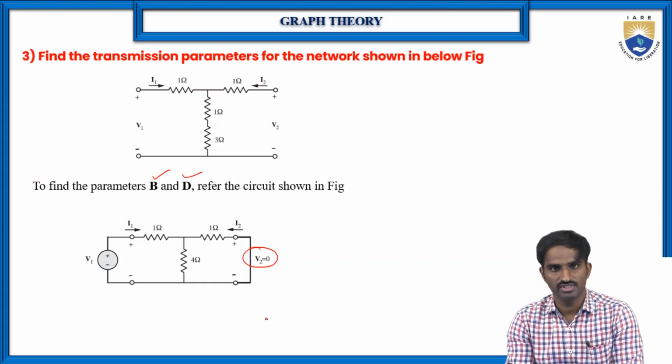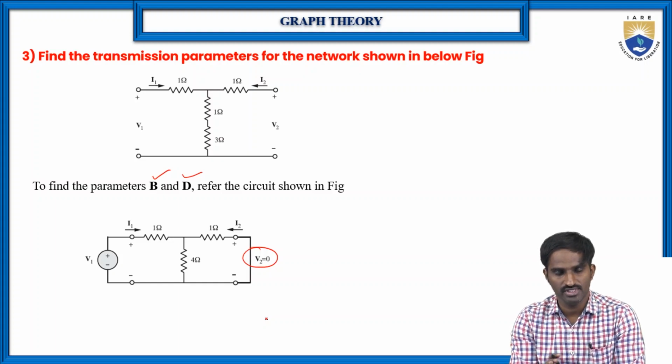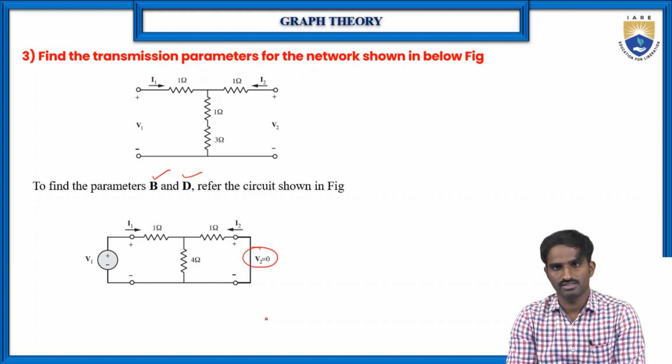So in the next class we will discuss the other, of course there is an interrelation between these parameters also. So which means if they give the ABCD parameters, from that we can find the other parameters also. So how to find the interconnection between the ABCD or H parameters, that we will discuss in the next class.